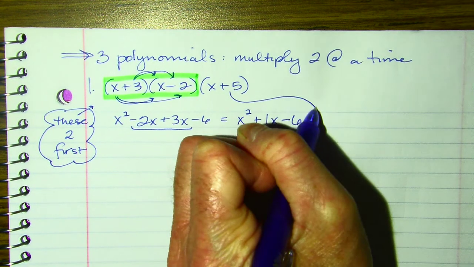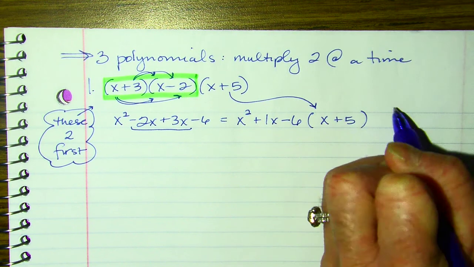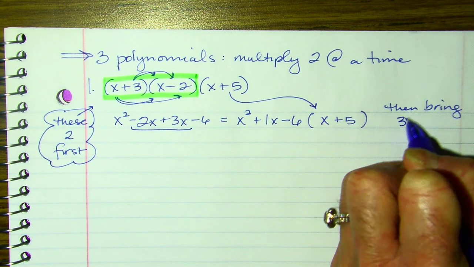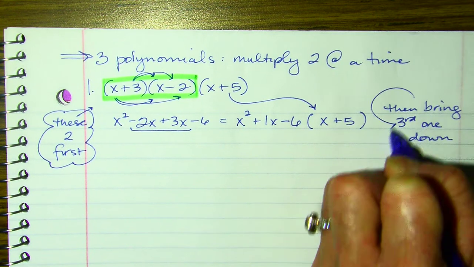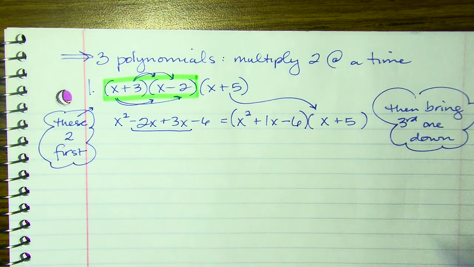Now I'm going to bring down the third. Okay, so then bring third one down. So now I'm multiplying these two.